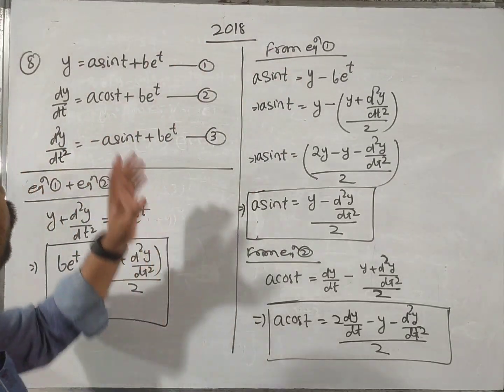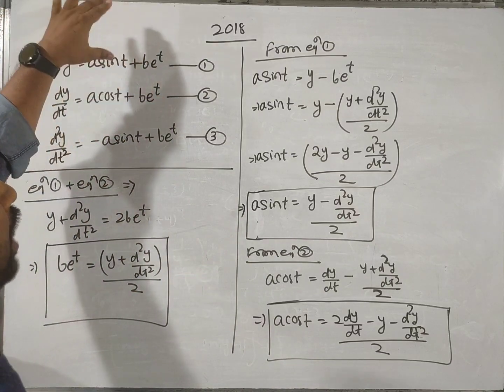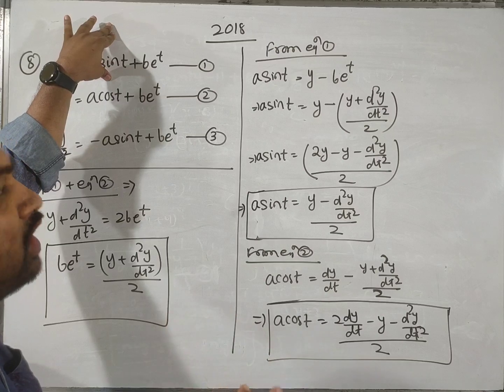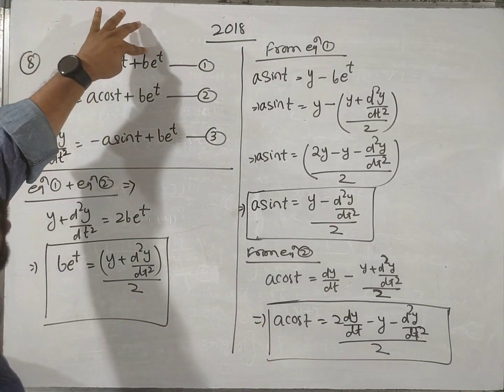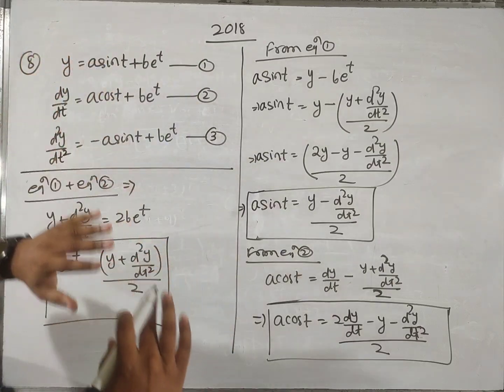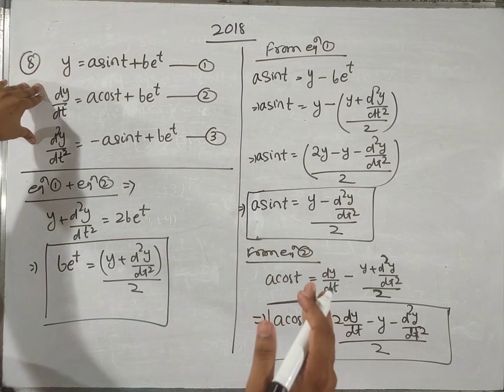So here it is the next question. The given equation is y is equal to a sin t plus b e to the power t, and we have to form a differential equation by using this given equation. As there exist two constants, so first of all we have to find out the differentiation two times. That means up to the second order differentiation.